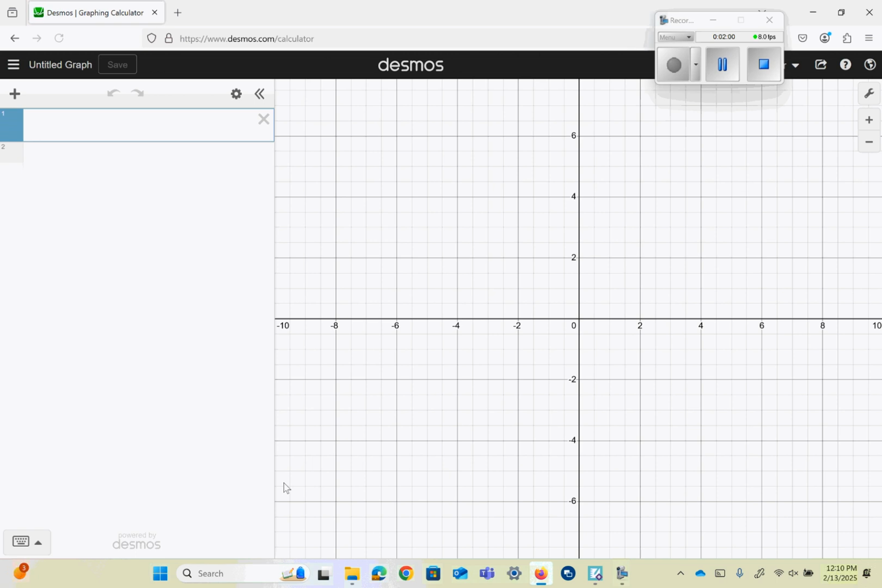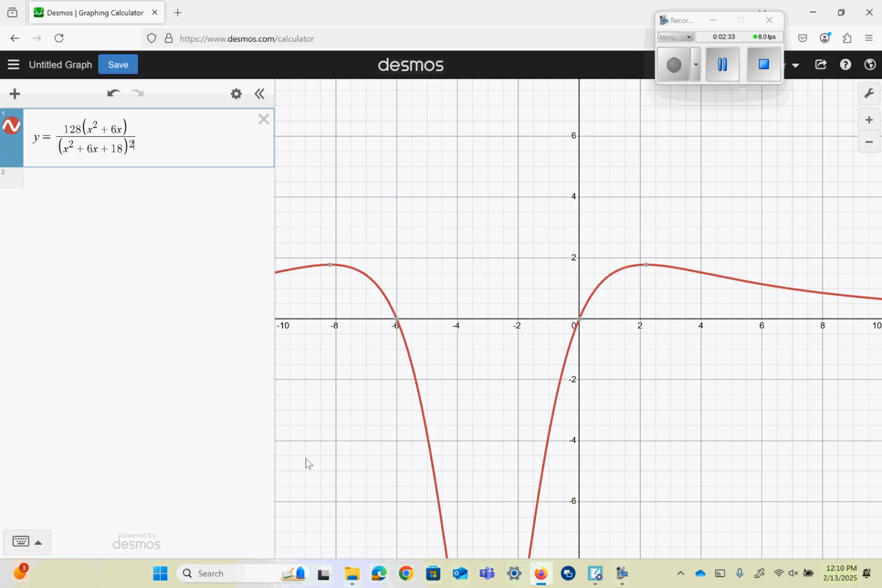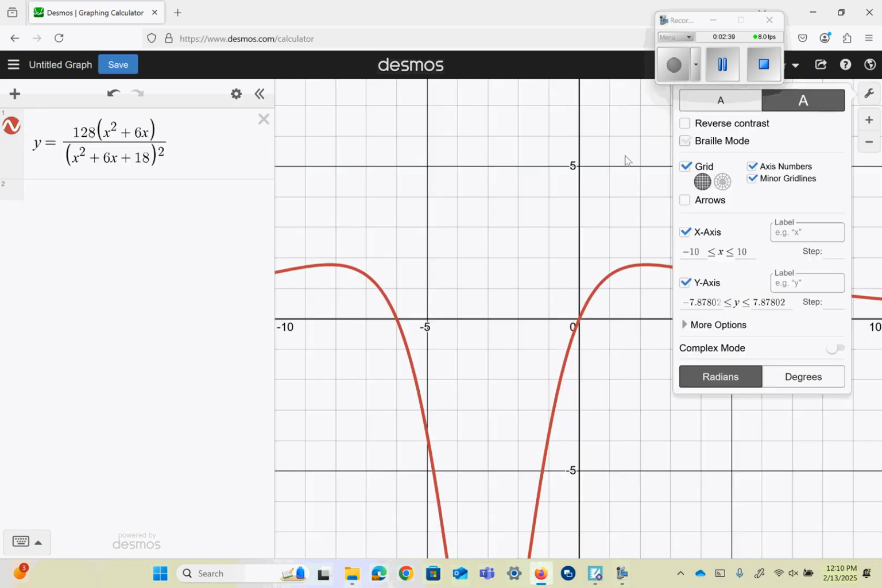Rather than using R at T, I'm going to use Y equals 128 times X squared plus 6X, and then the denominator is X squared plus 6X plus 18, and that quantity is then squared. Okay, so that's what the graph looks like. Look at that fun-looking graph. That's not one you see every day.